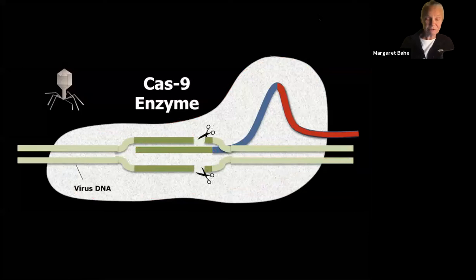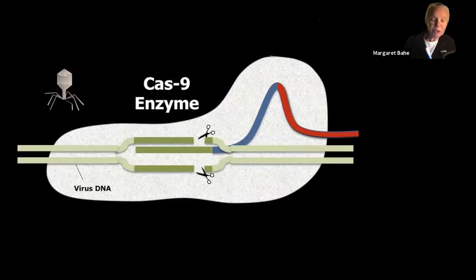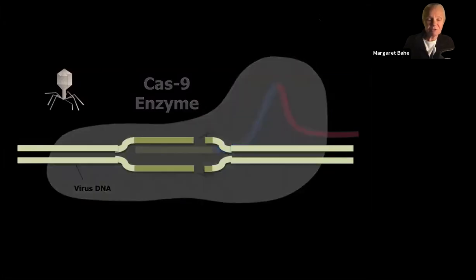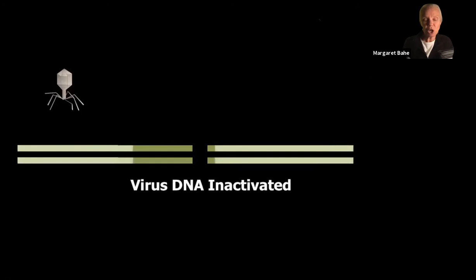Well, if you cut the viral RNA, the virus isn't going to be able to replicate itself, and the bacteria is going to be protected from the virus. The virus can no longer use the bacterium to replicate itself. So the virus has been inactivated. Voila, the bacterium is protected. But something kind of unusual happens.